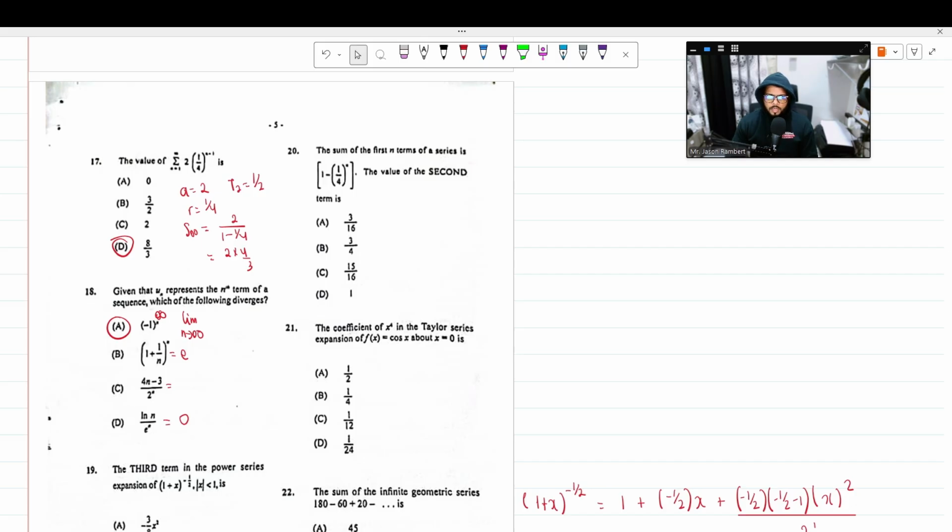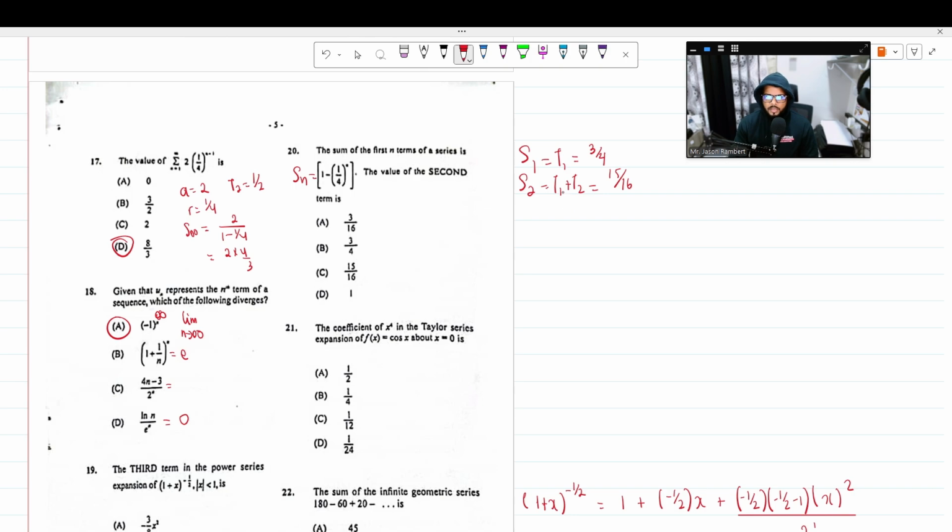The sum of the first n terms of the series is this. If we calculate the sum of the first term, S1 is going to be T1. Sorry, S sub n is equal to this, right? So when n is 1, 1 take away a quarter gives me 3/4. S2 is T1 plus T2, which is 1 take away 1/16, which is 15 over 16.